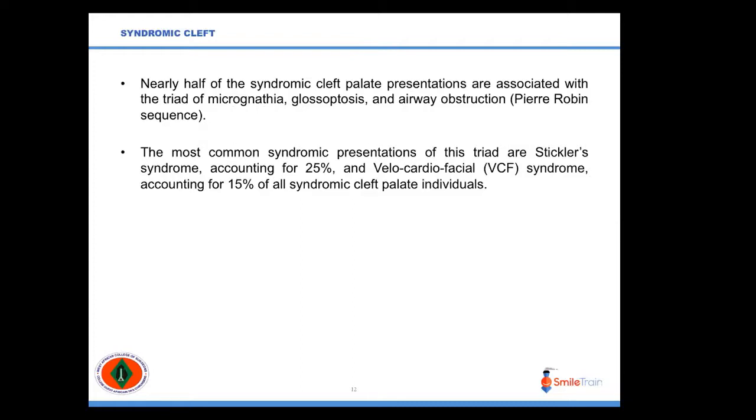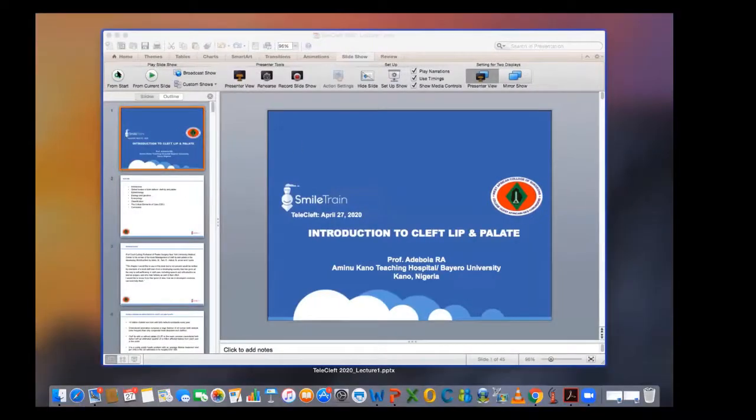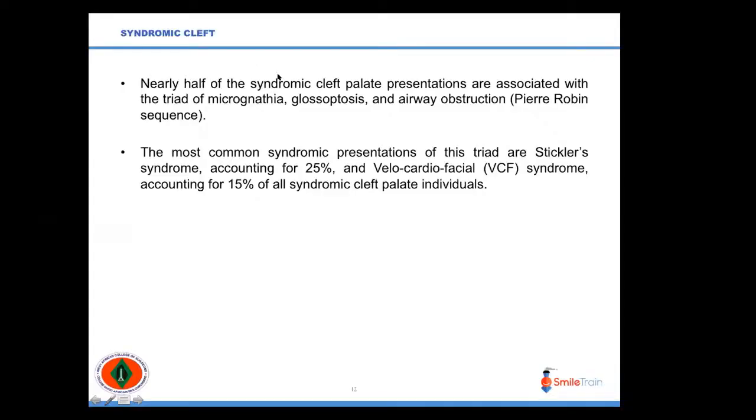And the most common syndromic presentation of this triad are found in 25%, and velocardiofacial syndrome, and 15%, yeah, 25% are in Stickler's syndrome, while velocardiofacial syndrome accounts for 15% of syndromic cleft palate individuals.